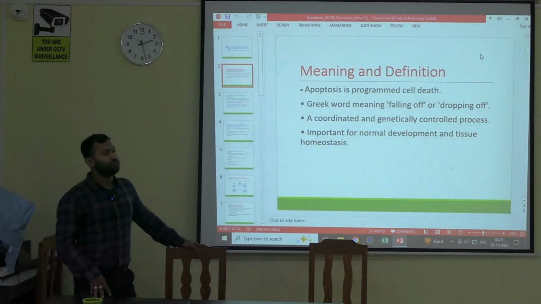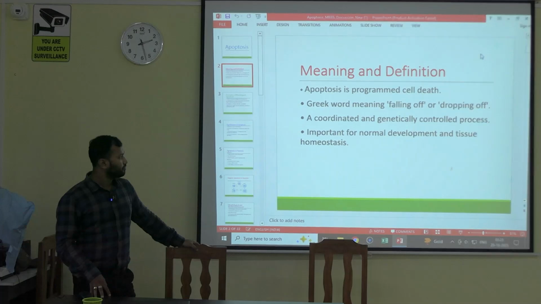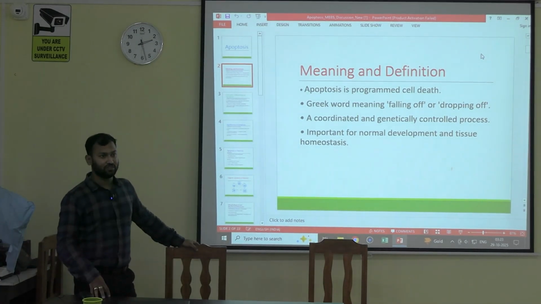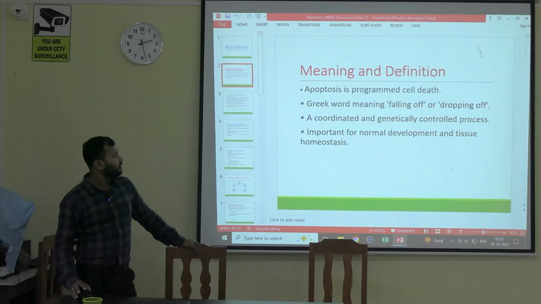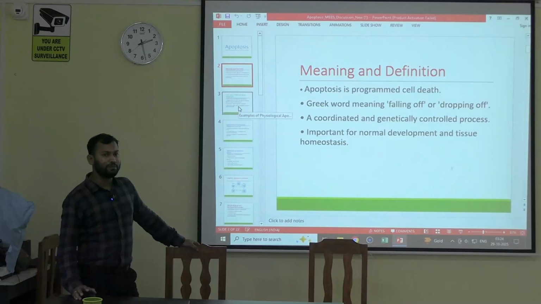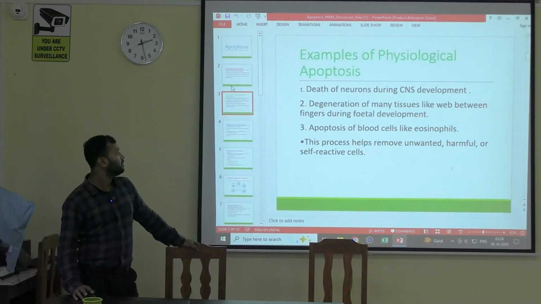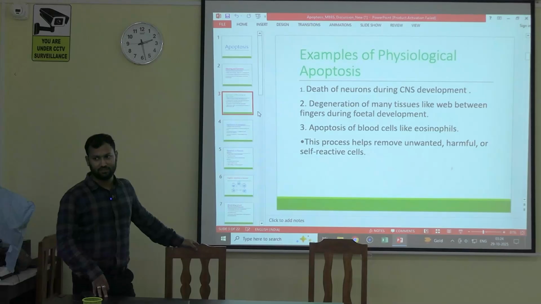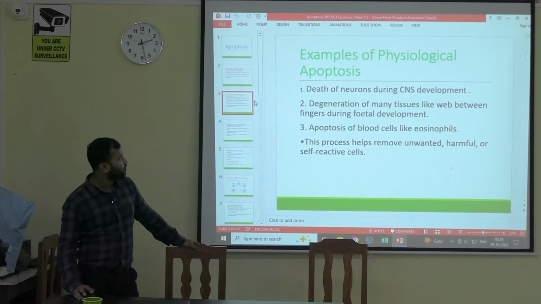The term is derived from a Greek word which means falling off or dropping off. It is a coordinated and genetically controlled process. It is very important for normal development and tissue homeostasis. What do you mean by tissue? Yeah, having a similar function. Having the same function, the group of cells are called tissues.